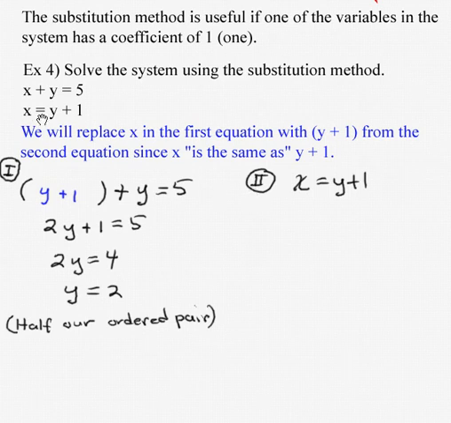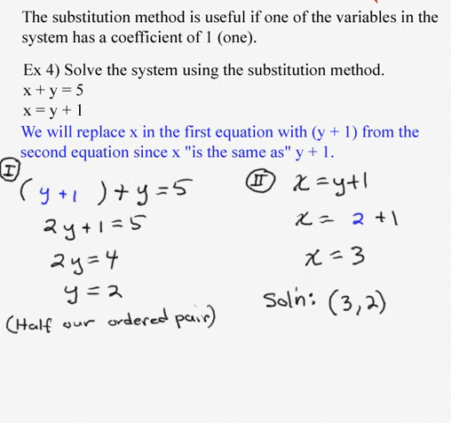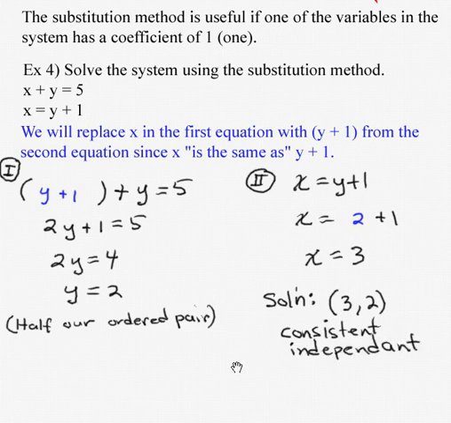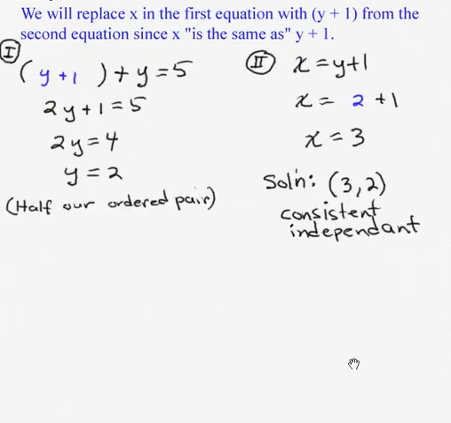We know that x is the same as y plus 1. Y, we found out, is 2. So 2 plus 1 is equal to 3. X value is 3. So we have our solution. X is 3 and y is 2. And we have a solution, so it's consistent. My solution is 1 point, and we say, therefore, it's independent. So that's the method of solving systems of simultaneous equations known as substitution.